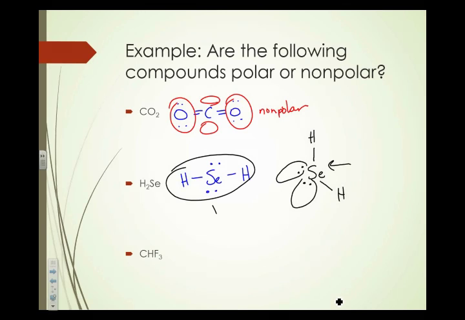And what can be helpful here is to recognize that the shape of this molecule is bent. And it's not symmetrical because I don't have exactly the same thing all the way around, so this is a polar molecule.